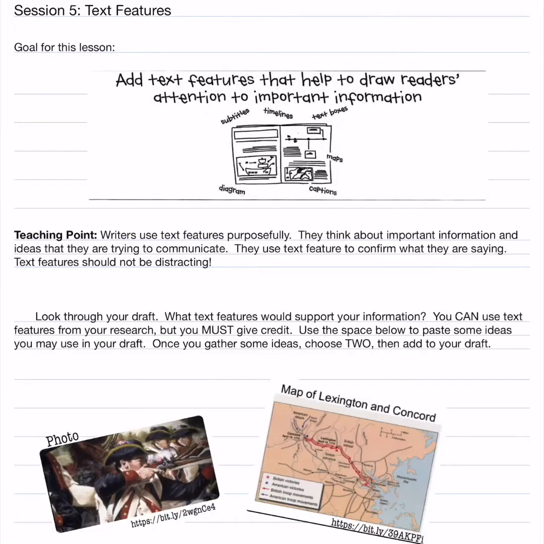Good luck! Text features help to draw readers' attention to important information. So writers use text features purposely. They don't just pick a map or a timeline from their research and stick it in their draft. They really think about important information and ideas that they are trying to communicate already in their draft. They use text features to confirm what they're saying. So they really shouldn't be distracting, and they shouldn't be telling you a different piece of information than what you already have written.